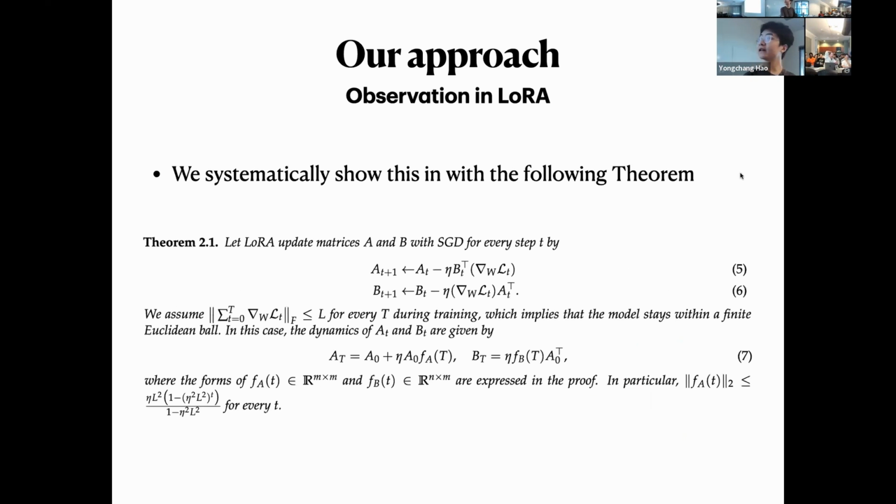Oh, so F_A and F_B are some forms that show the dynamics of B and A, B_T and A_T. So basically it's a difference, but it takes A_0 out, and also the same for B. So it basically represents the difference between the original A and B and the final A and B.